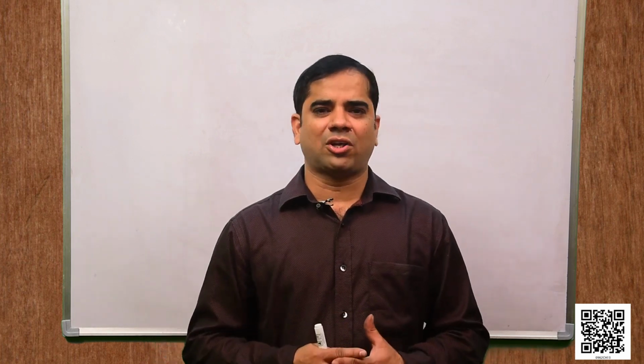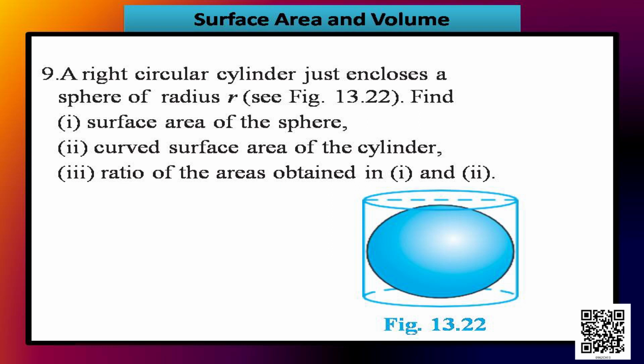Students, let us now solve question number 9. It says a right circular cylinder just encloses a sphere of radius r. You can see the figure. Now find the surface area of the sphere, the curved surface area of the cylinder, and the ratio of the areas obtained in part 1 and part 2. So let us go for the solution.